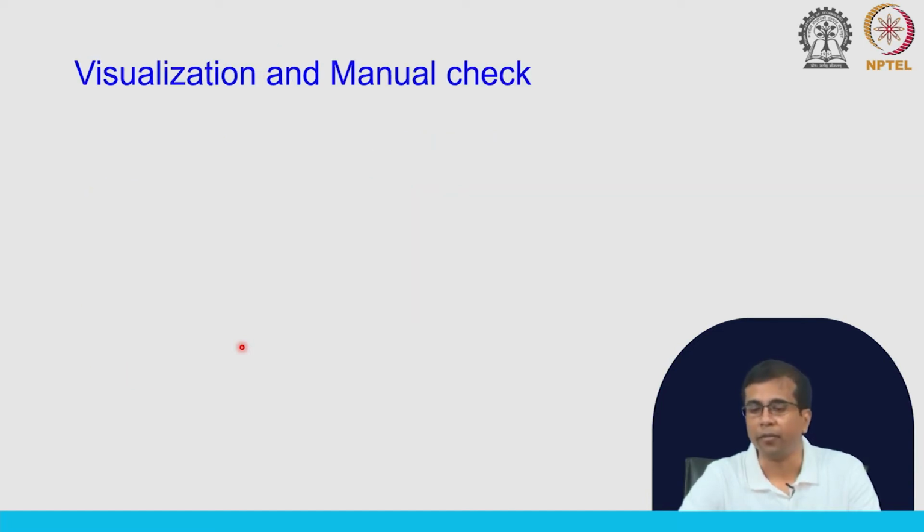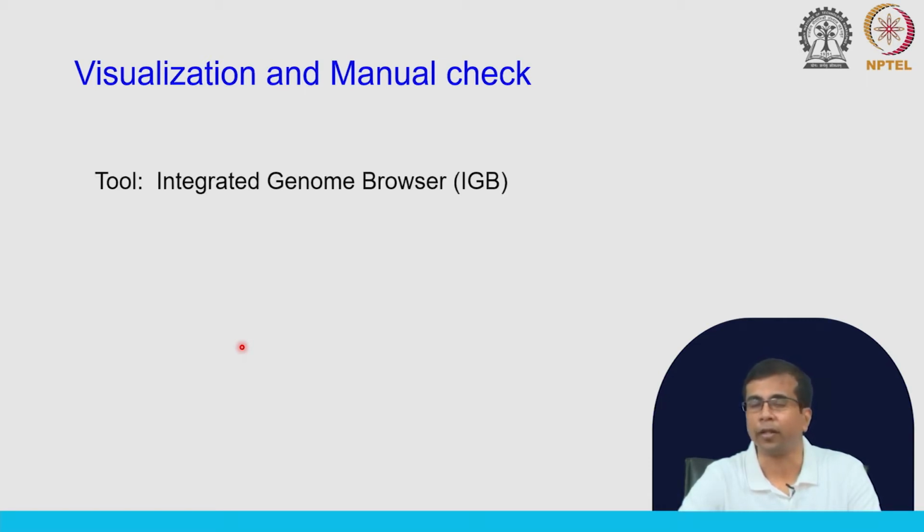What is remaining now is looking at the data and doing a visualization and a manual check, whether the variants that are called are correct or not. For that we will use this tool called Integrated Genome Browser, or IGB. It is a free tool you can download and install on your system, and you can load these results and visualize them.